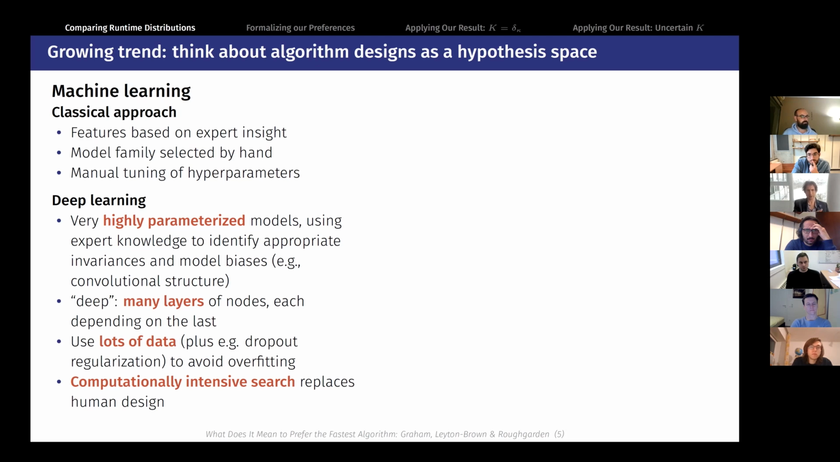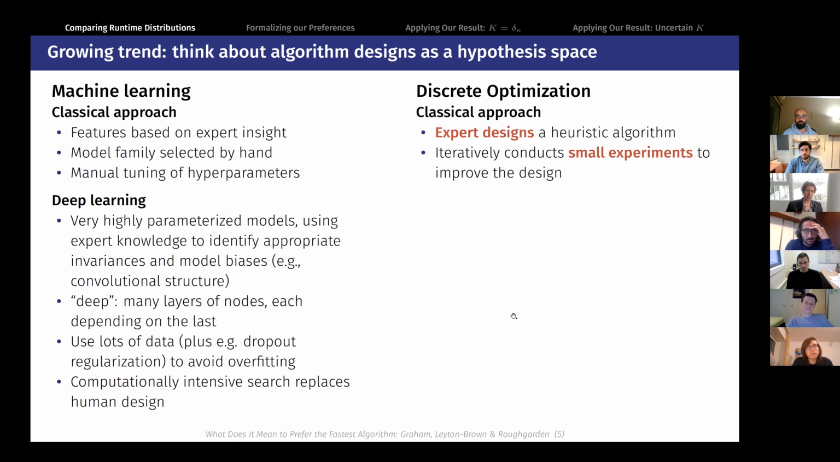These models are deep in the sense that they have many layers of nodes or parameters, each of which depends on the last. And we solve the problem of this enormous parameterization in two ways. We use tremendous amounts of data to avoid overfitting, and we just brute force the optimization. We do enormous amounts of search instead of this clever human design. So I think our field is coming to realize that when we think about discrete optimization, we need to make the same move.